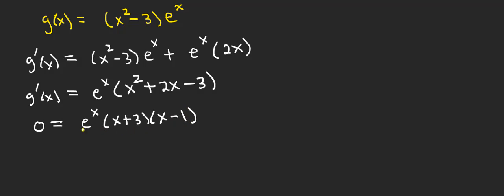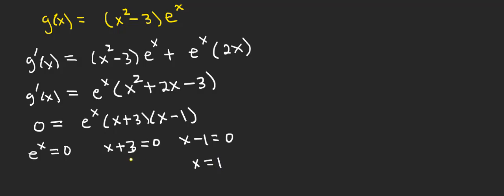And you know that this goes to 0 if e to the x is equal to 0, x plus 3 is equal to 0, or when x minus 1 is equal to 0. So we get x equals 1, or x equals negative 3. Now, take a look at this. E to the x, it doesn't matter what x is, e to the x is always positive. So this can never be true. Also, when you take the natural log of both sides, natural log of 0 is undefined. It doesn't exist. So there is no solution for this.